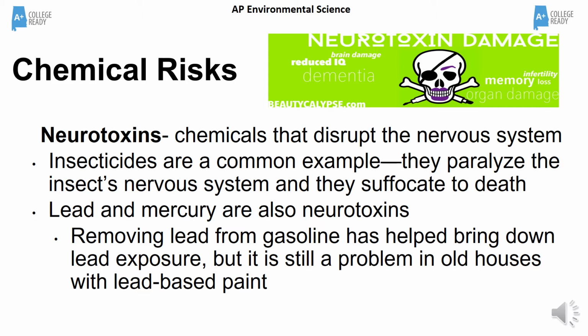Neurotoxins are chemicals that disrupt the nervous systems of animals. Insecticides are a common example. They paralyze the insect's nervous system and they suffocate to death. Lead and mercury are also neurotoxins. Removing lead from gasoline has helped bring down lead exposure, but it's still a problem in old houses with lead-based paint.